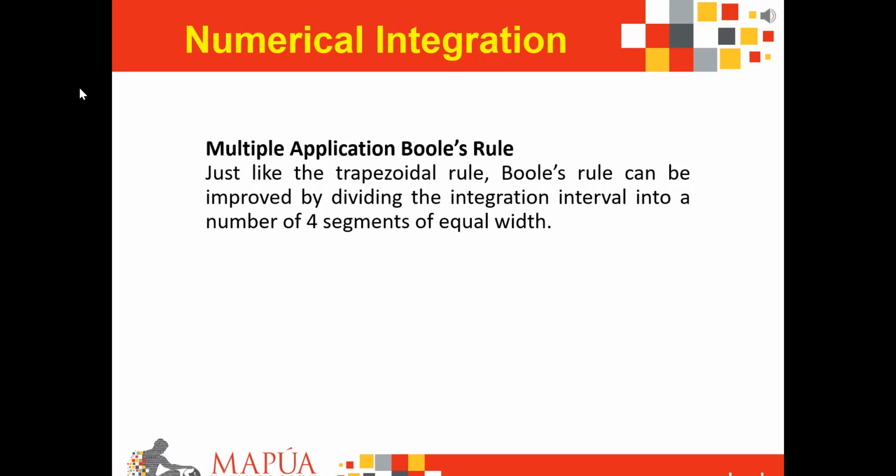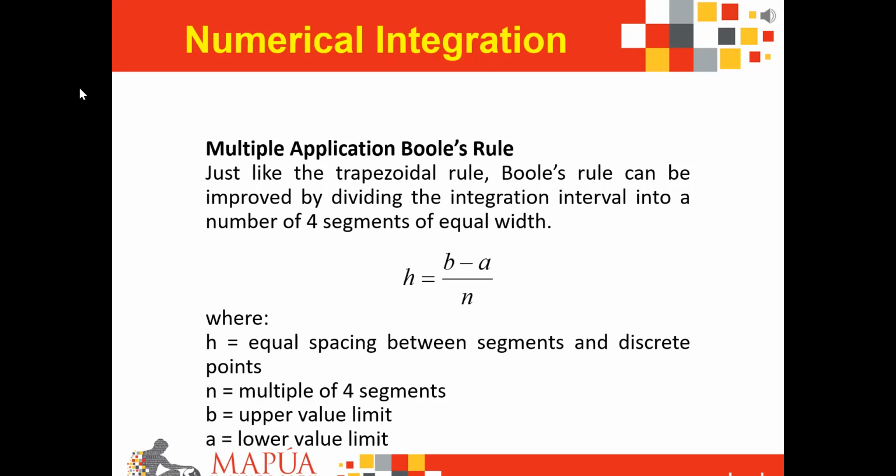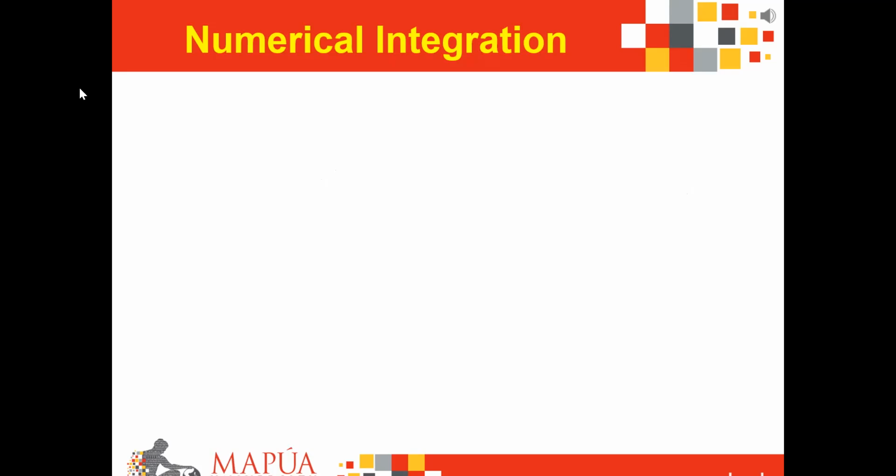Each fourth order interpolating polynomial function requires 4 segments with a particular width and a step size h equal to b minus a over n, wherein h is the equal spacing between your respective segments, and n now becomes the number of segments that are multiples of 4, while b remains your upper limit value and a remains your lower limit value.